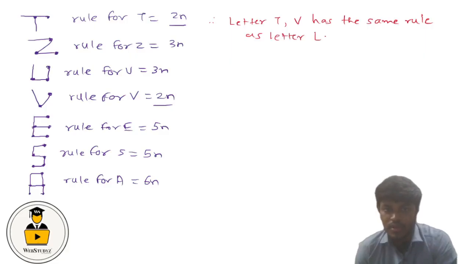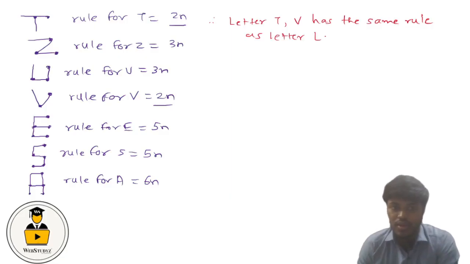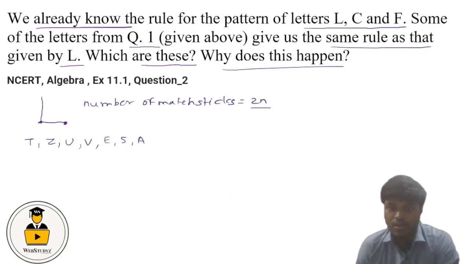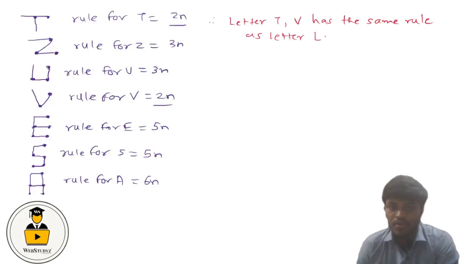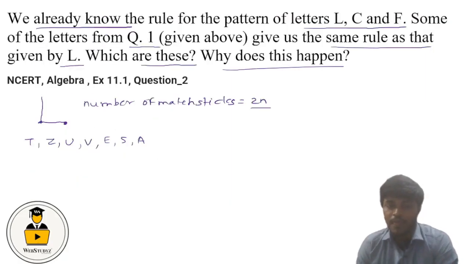We can see why this is so, because for letter T and letter V, we need 2 matchsticks each, and similarly for letter L, we also need 2 matchsticks. That is why all of them have the same rule for the pattern. So in this question, we use the concept of the number of matchsticks to find the rule.